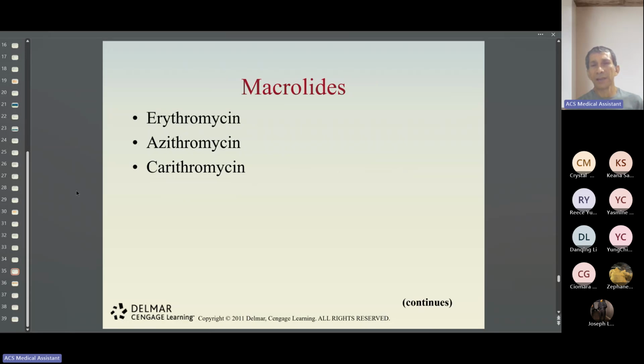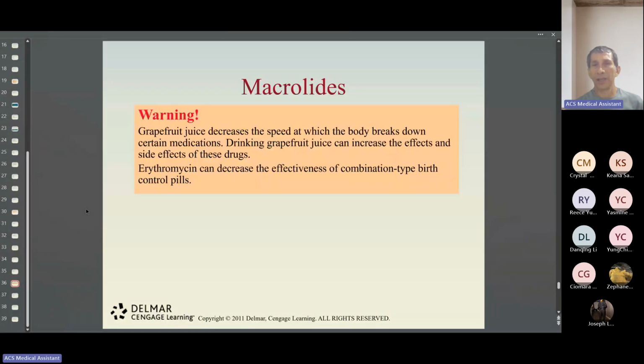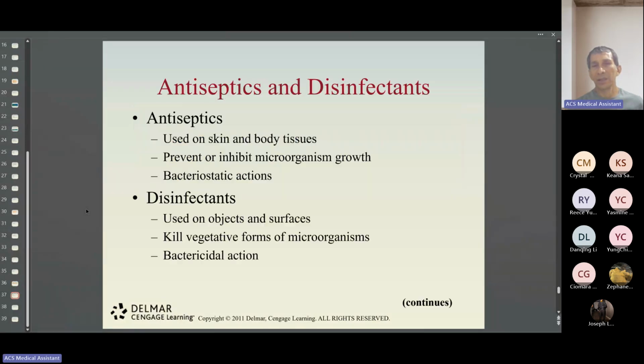Macrolides. Now, these are medications that are very common because we can use them if you are allergic to penicillin. Erythromycin, azithromycin, clarithromycin, all the mycins available. So whenever the medical doctor gave you something and you are allergic to it, they're going to change this medication to make sure that you don't develop a hypersensitivity or an allergic reaction. These are the things that we mentioned already.